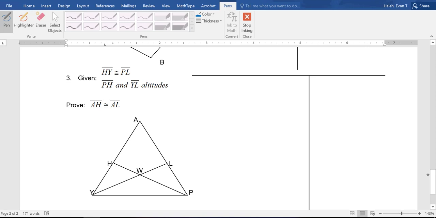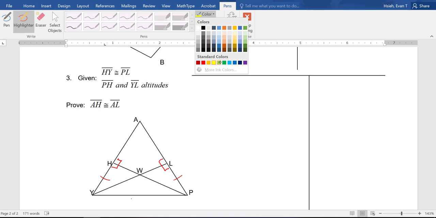And this one I may not write all the way out. I'm just going to probably just do it on the diagram. So HY is congruent to LP. PH is an altitude and YL is an altitude, so it's drawn perpendicular to the opposite side. And hopefully you can see here that the information I have is going to lead me to the overlapping triangles. Well, actually, I could do these triangles too, but it's not going to be as helpful. I could do the bow tie triangles. What I'm going to focus on, though, is these overlapping ones.